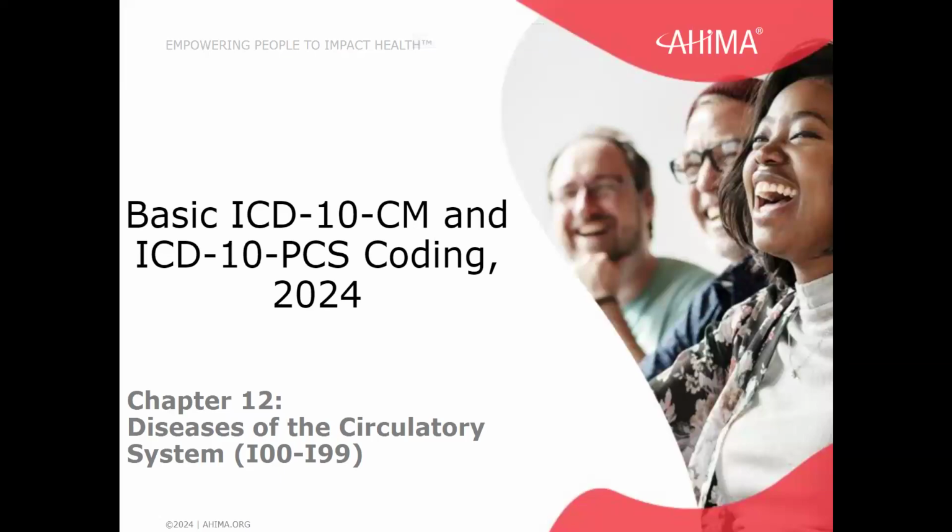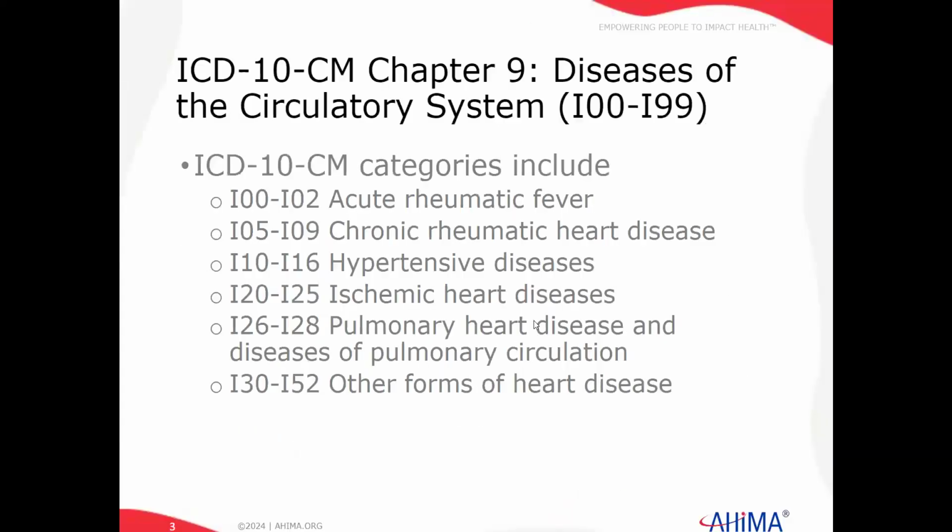And again, this is covering diseases of the circulatory system, covering code categories I00 through I99, including I10 for hypertension. Hypertension, incidentally, is the most common reason for an office visit in the United States. Let's take a look at this. Skip over these. I'll let you read those on your own.